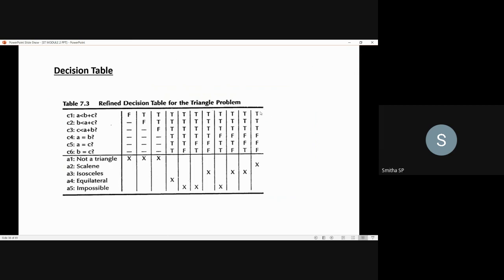Next, the last rule here, the three conditions C1, C2, C3 are satisfied, so it is forming a triangle. Now go on checking with the other conditions. C4 A is equal to B, false, A is equal to C, false, B is equal to C, false. So all the three sides are different here. If all the three sides are different in a triangle, we call the triangle a scalene triangle. So we are marking the action A2, which is scalene.